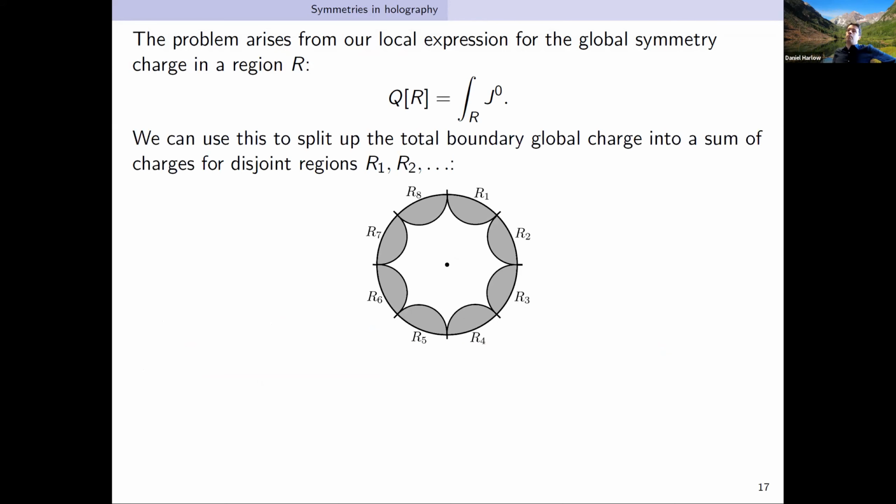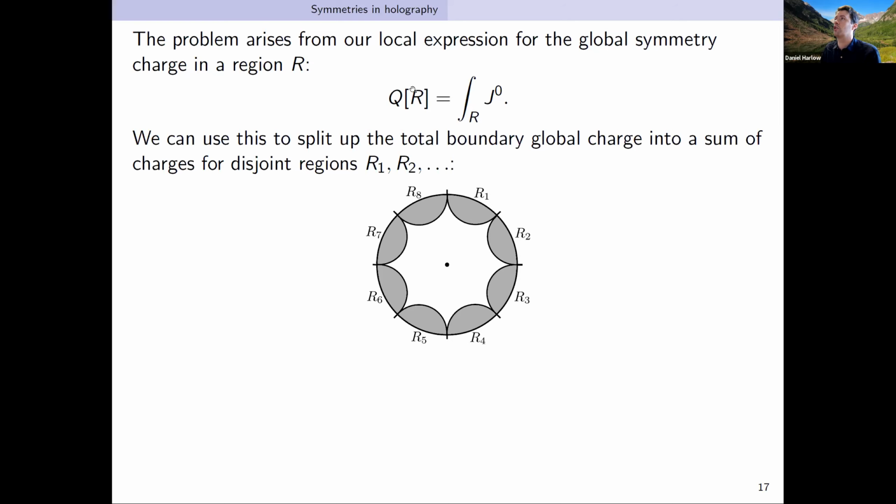So here again, we have this disk. This disk is the time slice of the bulk. So I'm going to play a game. I'm going to split the boundary up into a bunch of regions. Here I've drawn 8. So you see R1 is this interval, R2 is this interval, and so on.